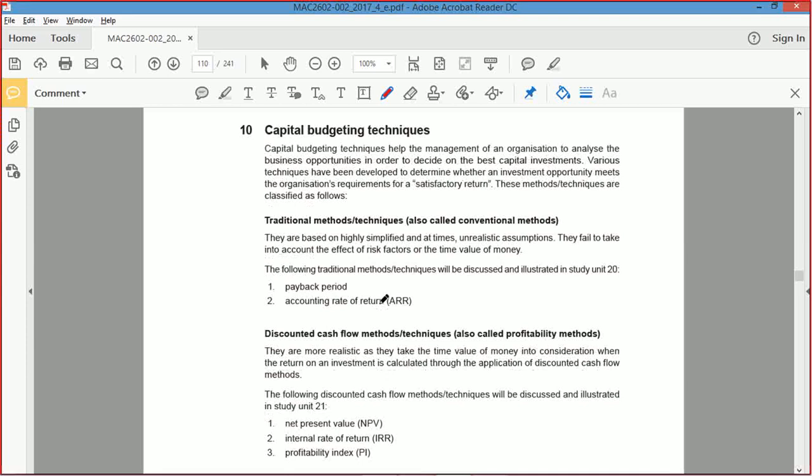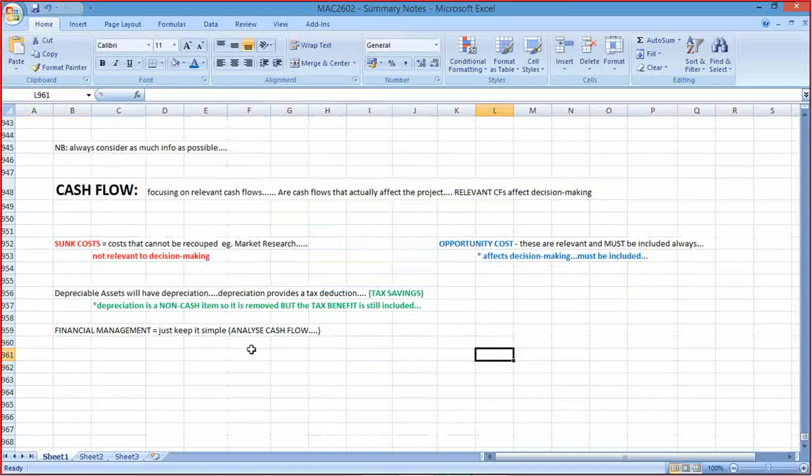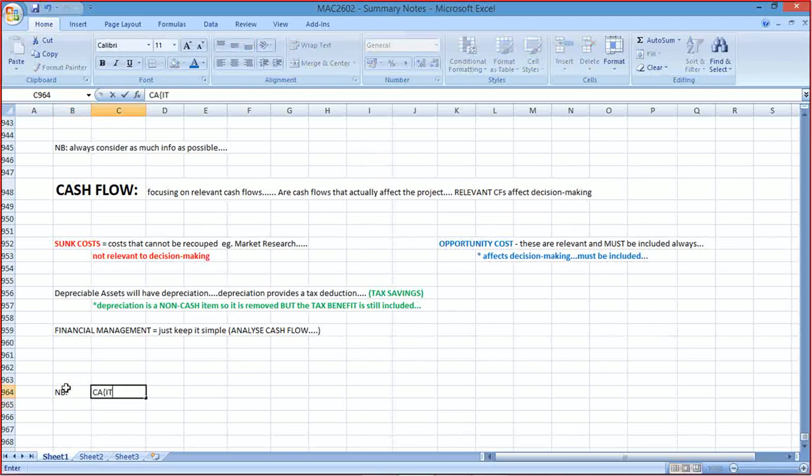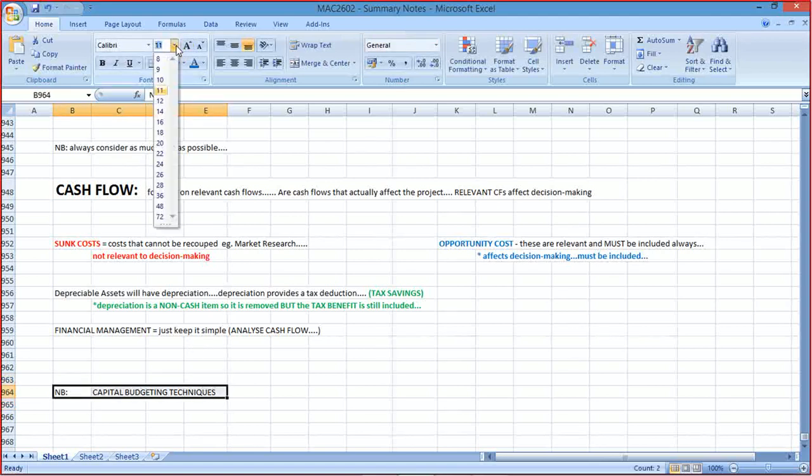This is the last bit for tonight, the payback period and the average rate of return. If I'm looking at the capital budgeting technique, there are many different techniques. Tonight we're just going to look at the first two. NB, these are very, very important capital budgeting techniques. These you have to study, these you have to know.